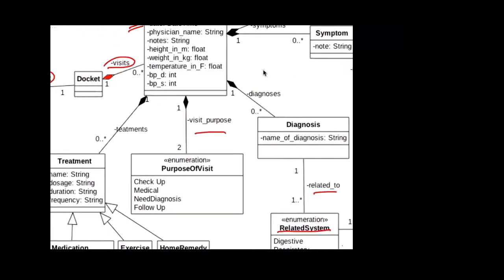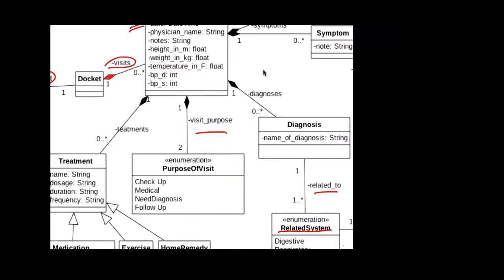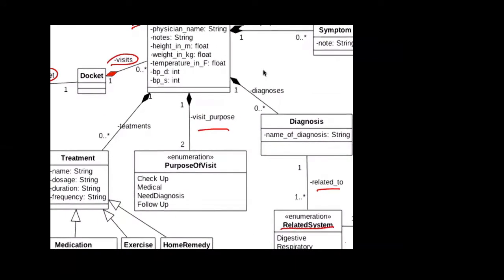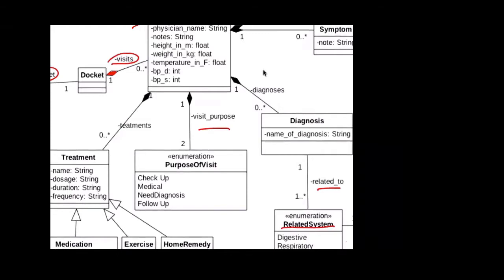Same type of thing. A visit should have two purposes. This should not be two. This should be 1 to 2. A visit should have at least one purpose, but no more than two purposes associated with it. And that's just an example.